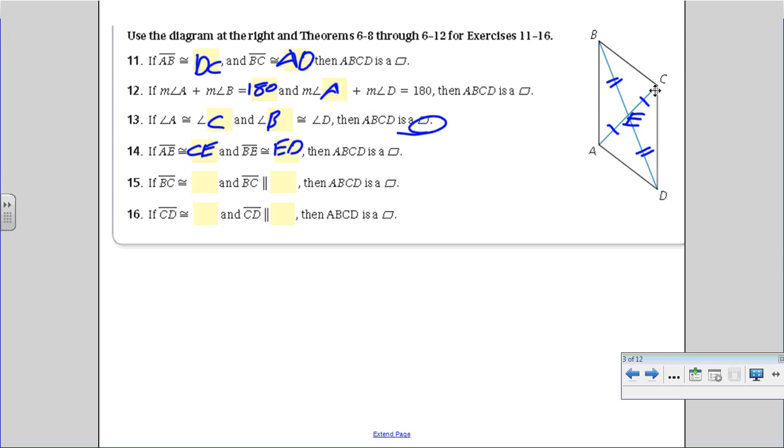If side BC is congruent to blank and is parallel, then we know we're dealing with that theorem that says if the sides are congruent and parallel, then we are proving a parallelogram. So BC must be congruent to AD and also must be parallel to AD. So this side here and this side here are both congruent and parallel. And our last one, if CD, so this segment here, is congruent to blank and CD is parallel to blank, then ABCD is a parallelogram. CD must be congruent and parallel to its opposite side. So we're comparing it to BA. And that allows us to prove that it is indeed a parallelogram.